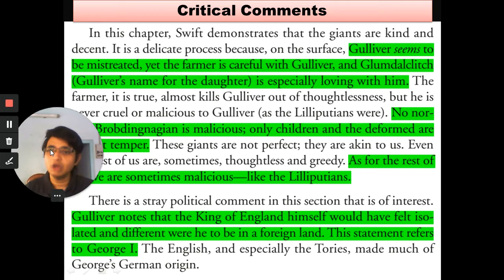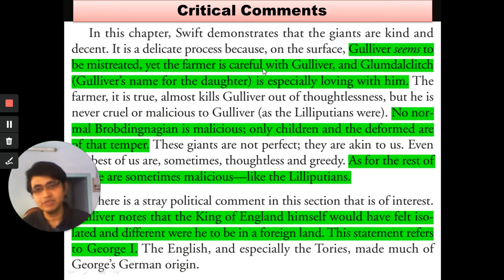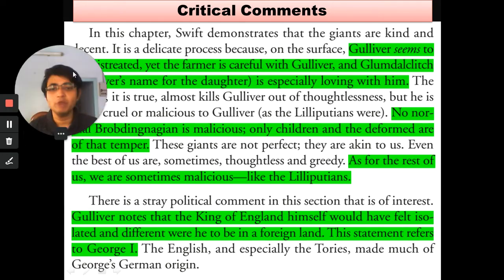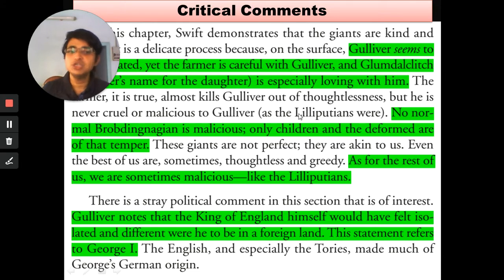So what are the critical comments we can make in this particular chapter? That Swift demonstrates that the giants are very kind and decent. It is a delicate process because on the surface, Gulliver seems to be mistreated. Yet the farmer is careful with Gulliver, and Glumdalclitch, Gulliver's name for the daughter, is especially loving with him. And no normal Brobdingnagian is malicious. Only children and the deformed are of that temper.